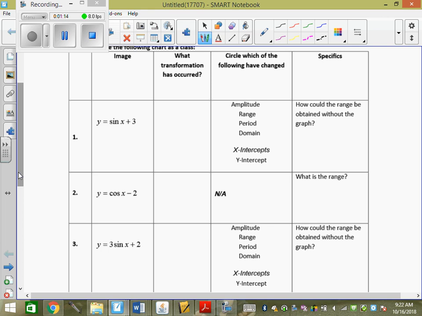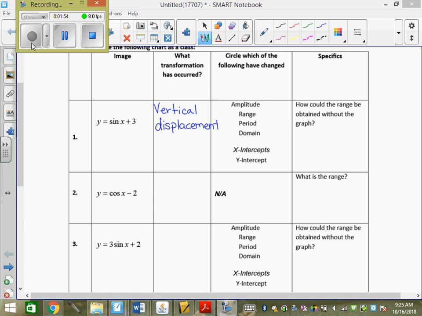So this is the catch. Only in trig do we say vertical displacement and horizontal phase shift. If we are in any other unit, radicals, rationals, logs, exponentials, polynomials, quadratics, if we're in any of those units, it's called a vertical translation and a horizontal translation. But in trig, it's called a vertical displacement. Three up.